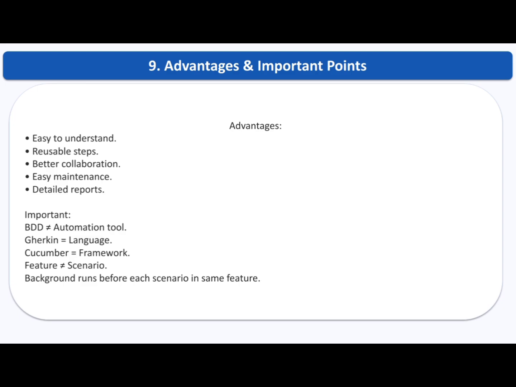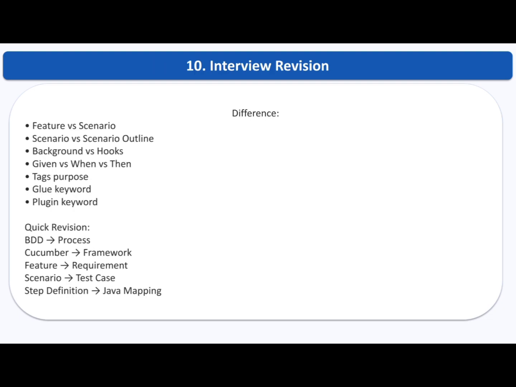Cucumber provides many advantages. It improves communication between team members, makes test cases easy to understand, and allows step reusability. It also reduces duplicate code and generates detailed execution reports. One important interview point is that BDD is a development approach. Gherkin is the language, and Cucumber is the framework used to implement the BDD approach.